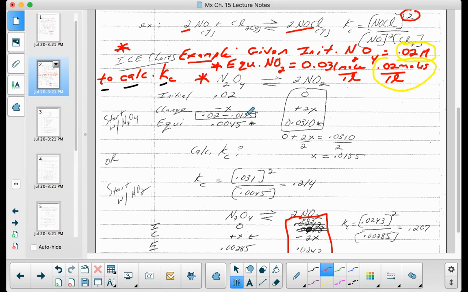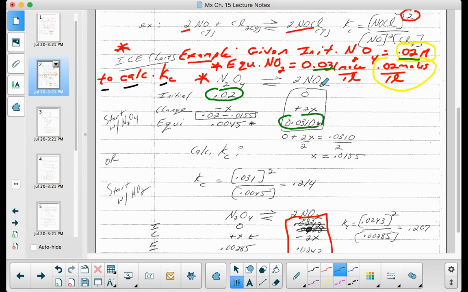So here's how I set up the ICE chart. The information that I'm given in my problem is this. I have 0.02 moles of the N2O4, and I call that my initial. This is my initial row. I have 0 of the NO2, but I do know the information given that I have this much NO2 at equilibrium. Okay, so there's my information given in my problem: 0.02 of the N2O4 and 0.031 of the NO2.